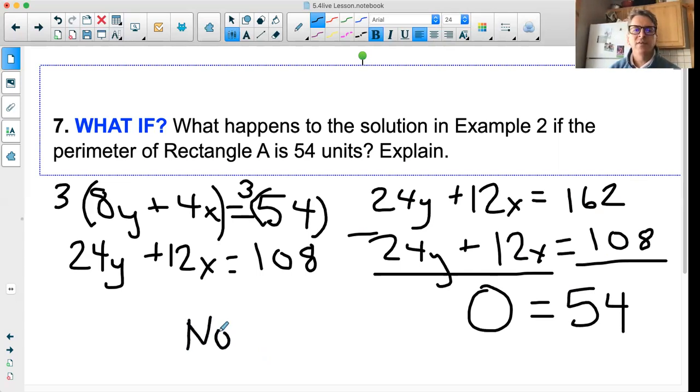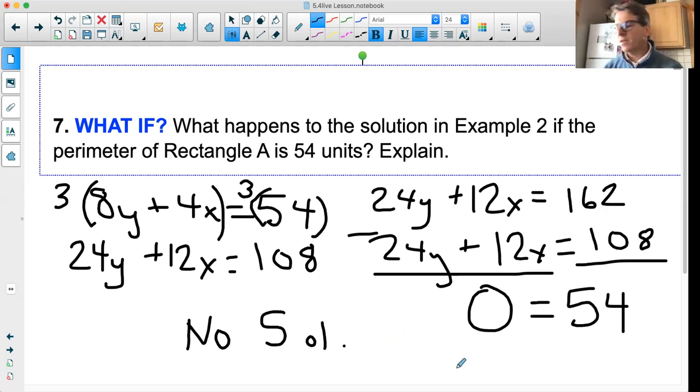So by making this change to rectangle A to 54 units, you end up with a no solution problem. It does make a note here in the book that these equations are actually parallel lines with different starting points.